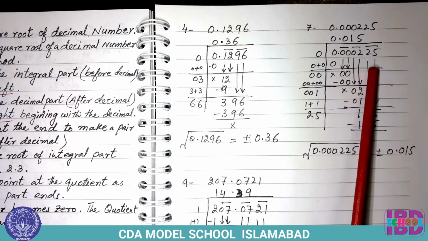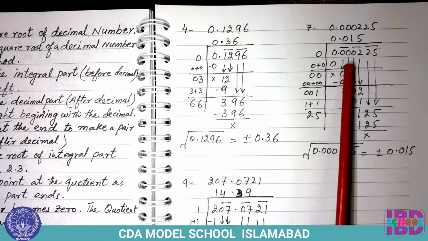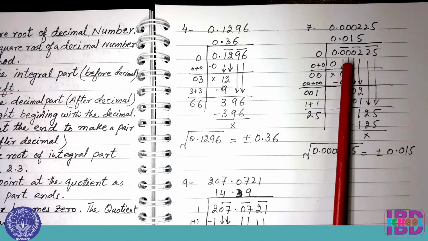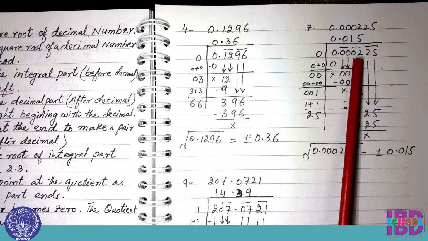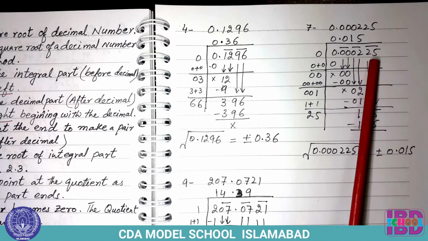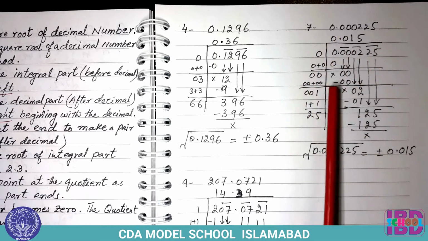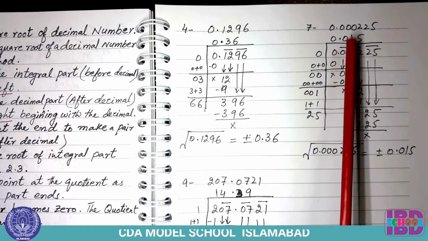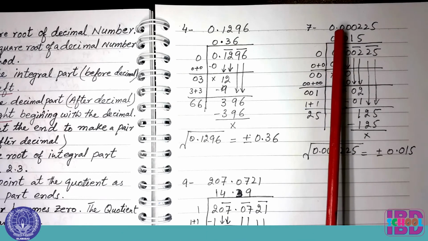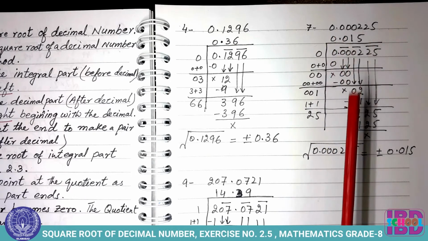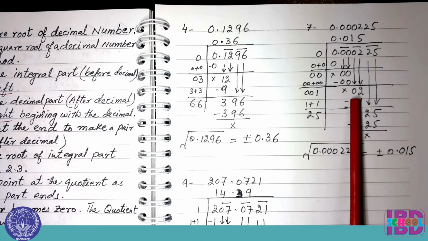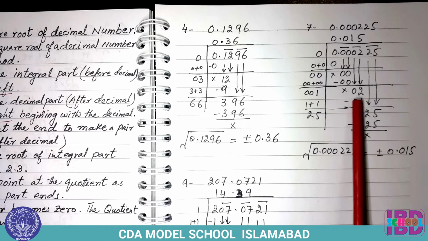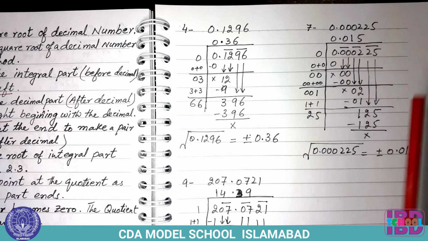Question 7. We have 4 zeros, 1 before the decimal and 3 after the decimal. We start making pairs from left to right after the decimal point. First pair is 0, 0. Second, 0, 2. Third, 2, 5. 0 into 0 is equal to 0. Now shift the decimal in the quotient. Now 0 into 0 is equal to 0. We got the second pair down. It is 0, 2.